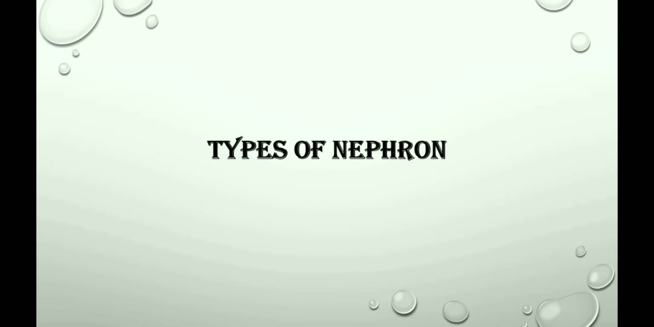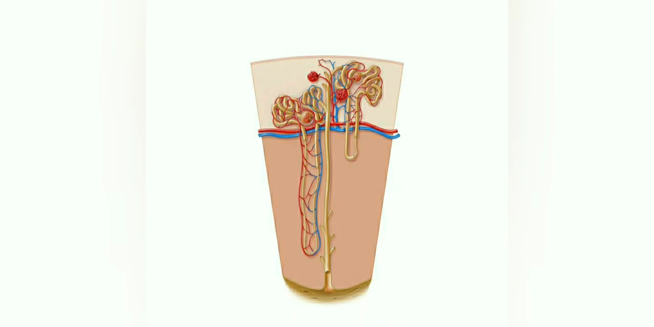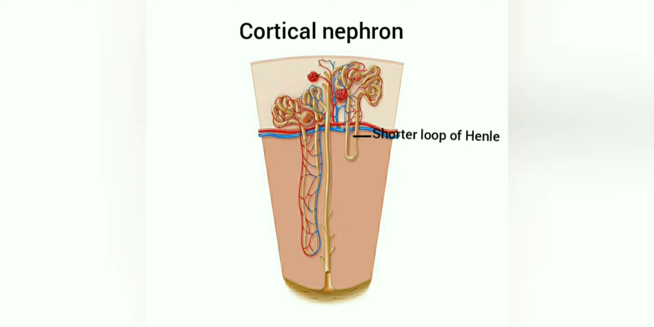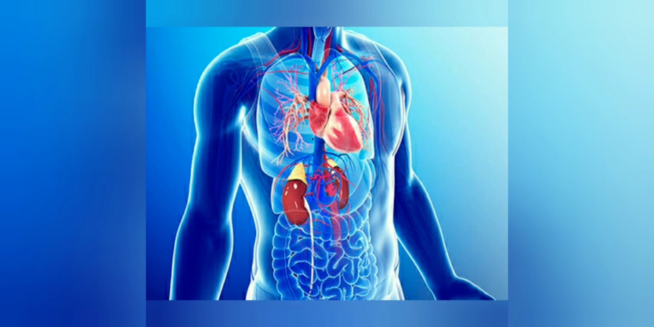Types of nephrons. There are two types of nephrons in the human kidney. They are cortical nephrons and juxtamedullary nephrons. Cortical nephrons have a shorter loop of Henle which extends very little into the medulla. Most of the nephrons are cortical nephrons, whereas a few nephrons have a longer loop of Henle that runs deep into the medulla. These are called juxtamedullary nephrons. Nephrons are richly supplied with blood. About one fourth of cardiac output is supplied to the kidney.